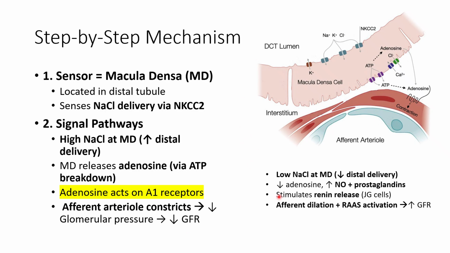Now let's say the opposite happens and the NaCl delivery at the distal lumen is low. Then that will lead to decreased breakdown of ATP, decreasing the adenosine, so it won't be able to vasoconstrict the afferent arteriole. At the same time, it will increase nitric oxide and prostaglandins that will dilate this afferent arteriole and will also stimulate renin release. That will lead to activation of RAS, formation of angiotensin 2, that will lead to constriction of the efferent arteriole. So dilatation of the afferent, constriction of the efferent, thus increasing the GFR.